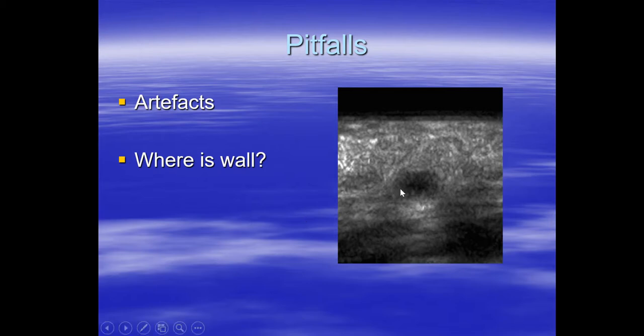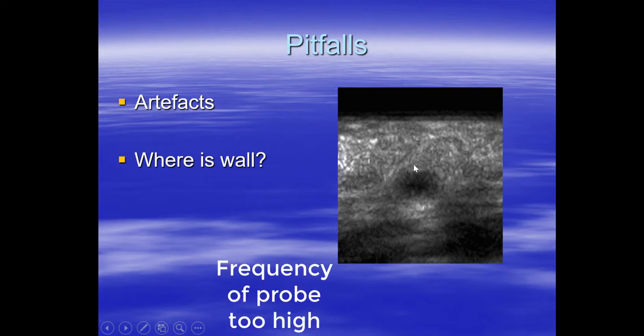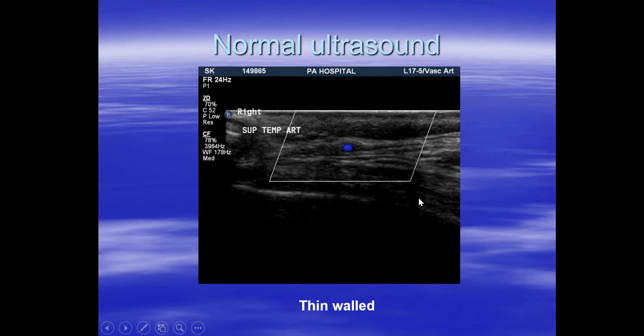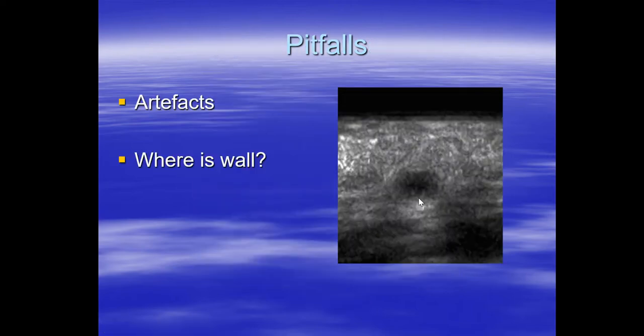Artifacts: you can see here, this vessel is obviously quite thick-walled, but possibly because of overlying hair, we're getting quite a furry sort of image here. I like to use quite a low dynamic range so that I get a nice contrasting image, which will hopefully get rid of some of that.